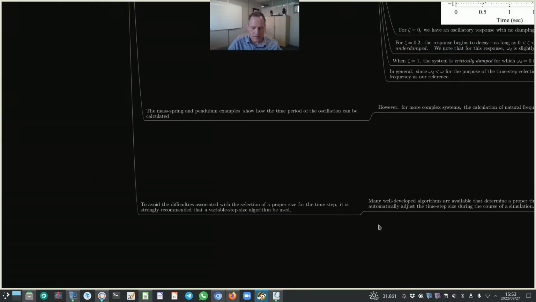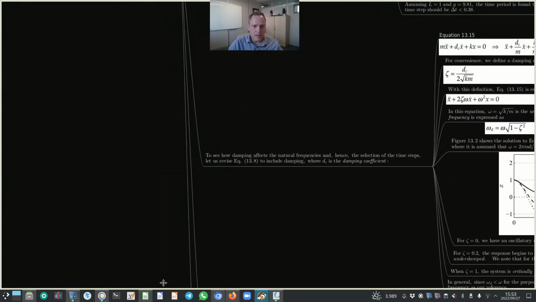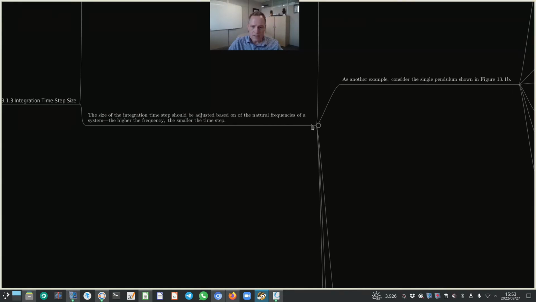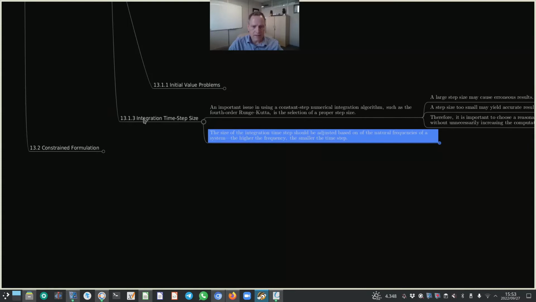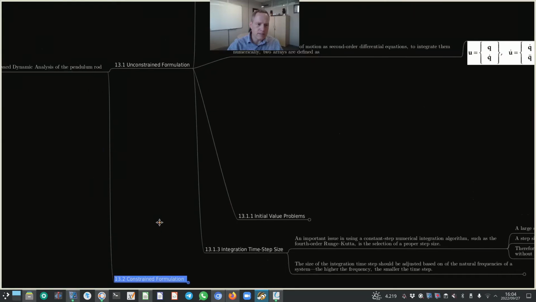Alright, and that summarizes the variable step size algorithm, and we were talking about size of integration time step, and this formed part of the integration time step size subsection that we discussed. Okay, so let's look at subsection 13.2, constrained formulation.